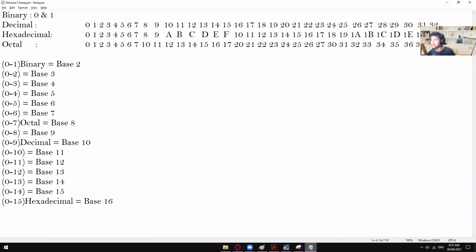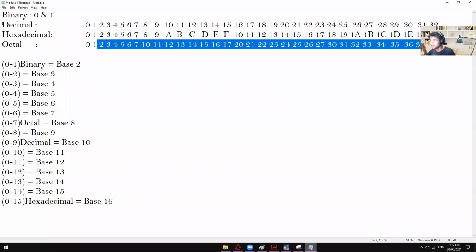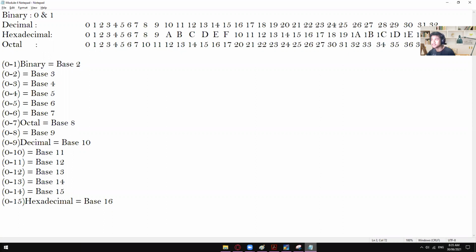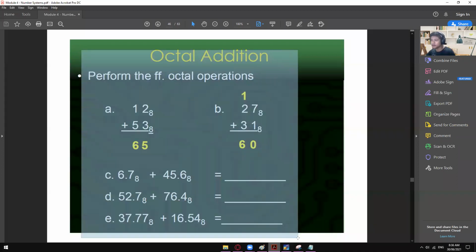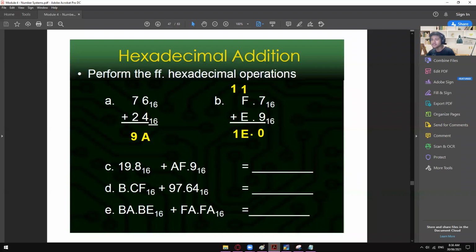So let's say for 24 in decimal, in hexadecimal you have to write 18, and then in octal you have to write 30. So you guys have to follow this certain sequence. Okay, it's not exactly 24, but it's 18 or 30, depending on the number system. Okay, so that's it for the octal addition. Let's now move on to the hexadecimal addition.